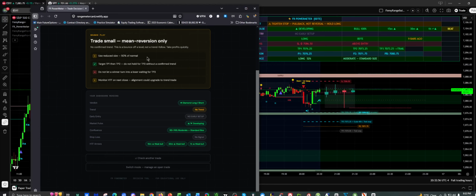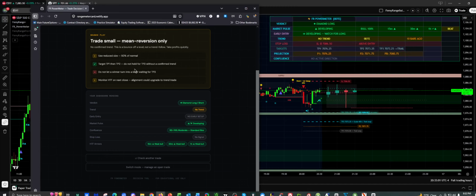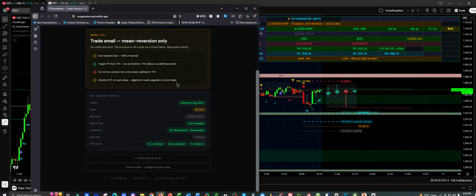So use reduced size, 50% of normal, target TP1, then TP2. Do not hold for TP3 without a confirmed trend. Do not let a winner turn into a loser waiting for TP3. Monitor higher time frame on next close. Alignment could upgrade to trend trade.